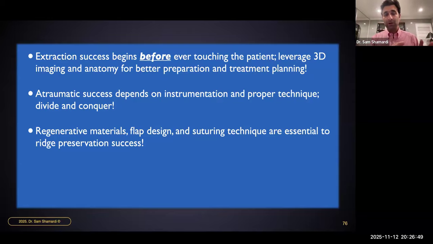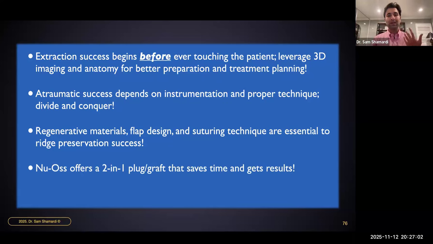So once you get very comfortable on how you're going to be sectioning and removing these teeth, employ the same type of education to learn all about these regenerative materials, the flap design, and your suturing as well, so you can continue to get better.